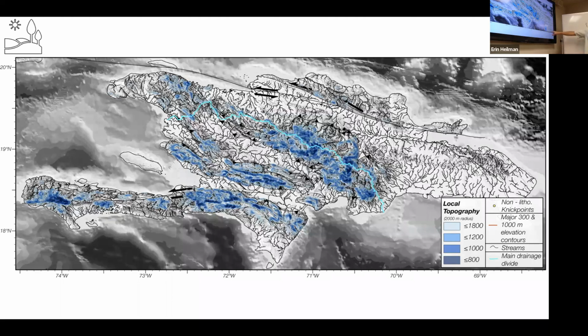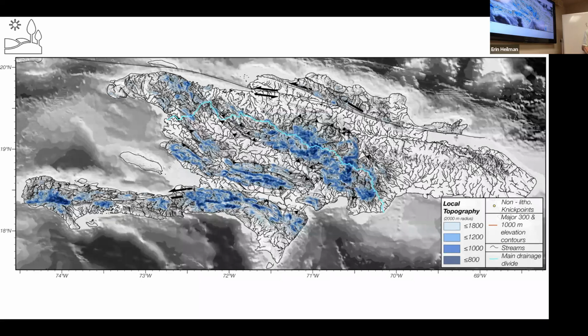And then I cut everything to only above 800 meters local topography. And what we see in the Central Cordillera and the Sierra de Neiba and the Sierra de Bahoruco and going into the Haitian Peninsula here is these locations of high local topography, these high relief surfaces. That's showing that this topography is out of equilibrium. Erosion can't keep pace with the tectonics. And so it's carving and you have high differences between the highest topography and the lowest topography.